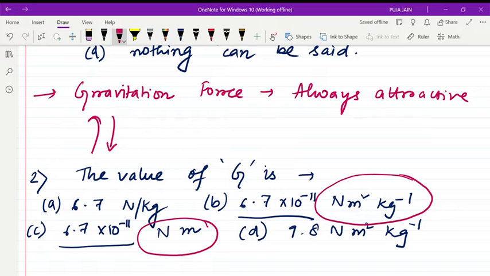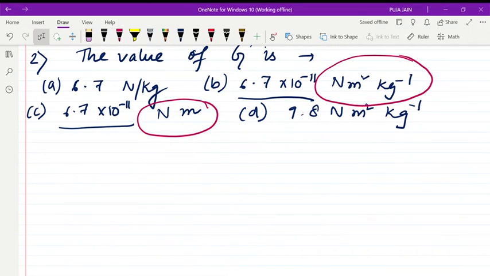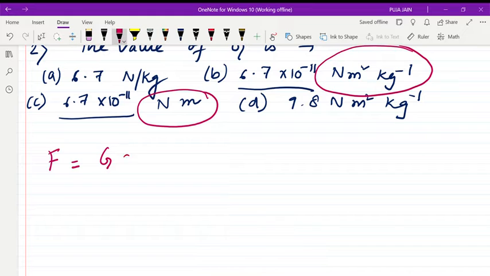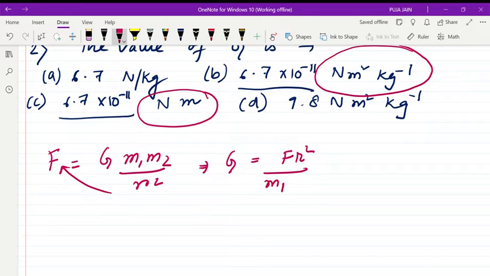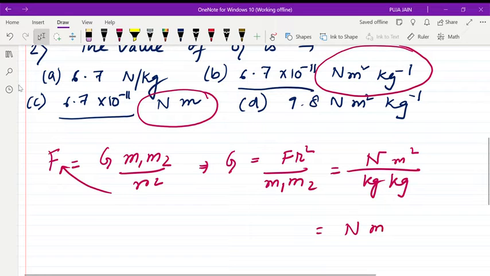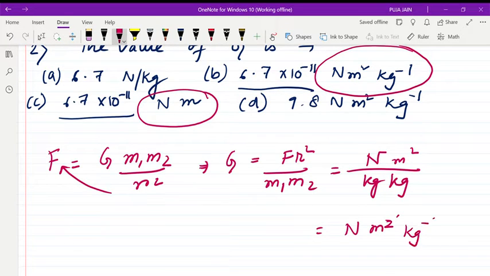In case you forget the dimension or the SI unit of G, you know that gravitational force F is G m1 m2 by r square. Then G is F times r square by m1 m2. Force unit we know is Newton, r is the distance so meter square, and m1 m2 are kg and kg. So our answer is Newton meter square kg to the power minus 2. Clearly you can see which answer is matching. So option B is correct.